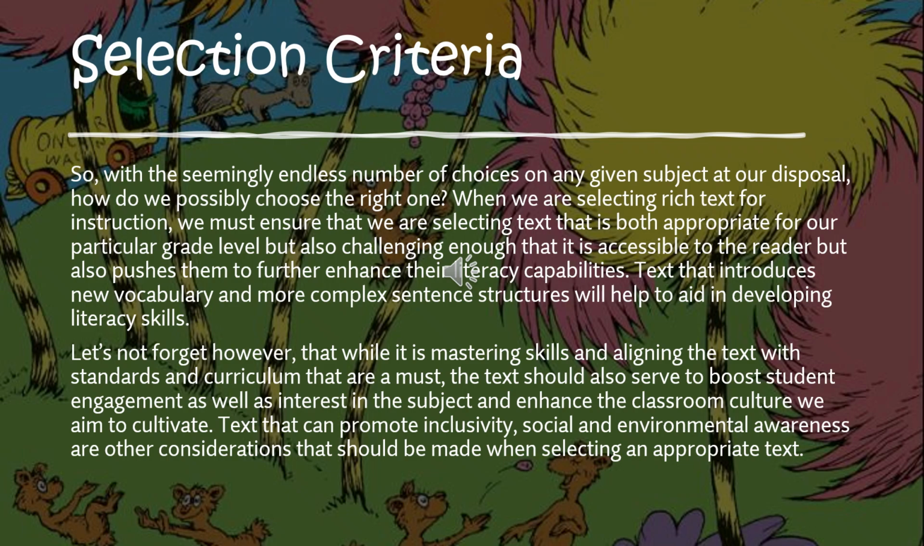Let's not forget, however, that while it is mastering skills and aligning the text with standards and curriculum that are a must, the text should also serve to boost student engagement and interest in the subject, as well as enhance the classroom culture we aim to cultivate. Texts that can promote inclusivity, social, and environmental awareness are other considerations that should be made when selecting an appropriate text.